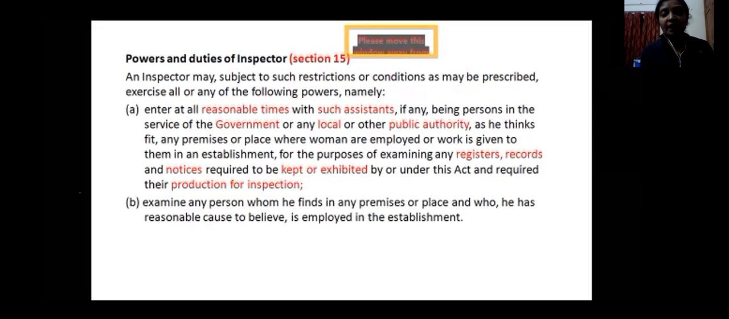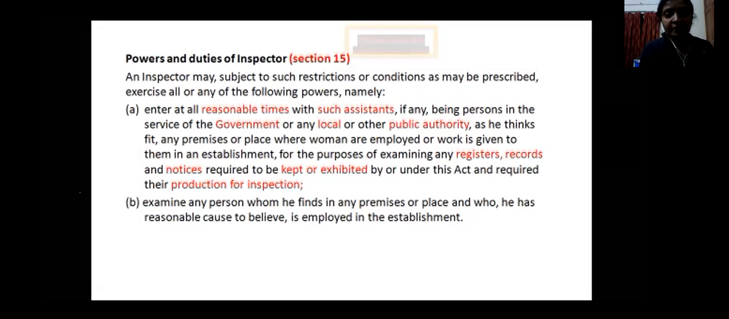The inspector can ask for the presentation of registers, records and notices required to be kept or exhibited by or under this act, and require their production for inspection. ठीक है, तो इंस्पेक्टर can ask the presentation of the registers, जो भी ऑर्गेनाइजेशन का रजिस्टर है, रिकॉर्ड्स है, नोटिसेस है, they can ask it for the audit part. Okay, they can ask it for the inspection part.